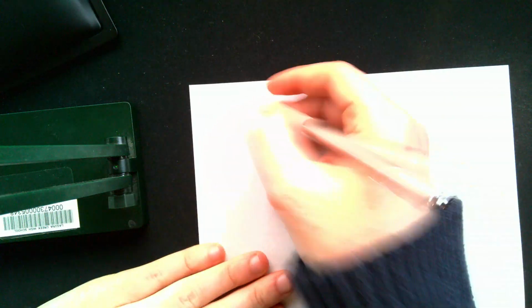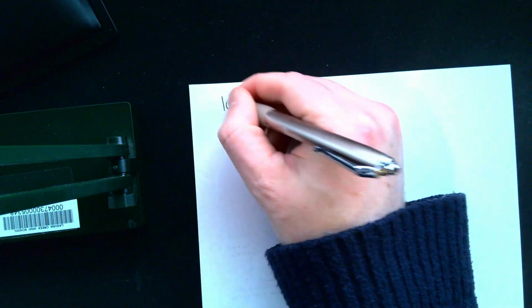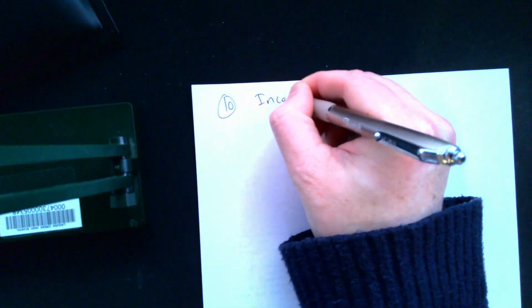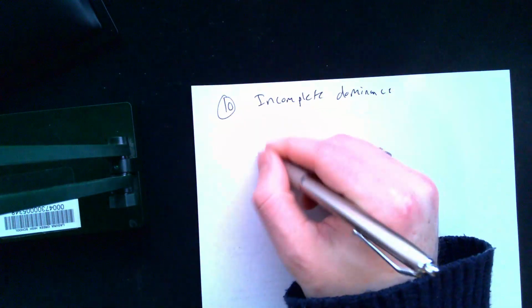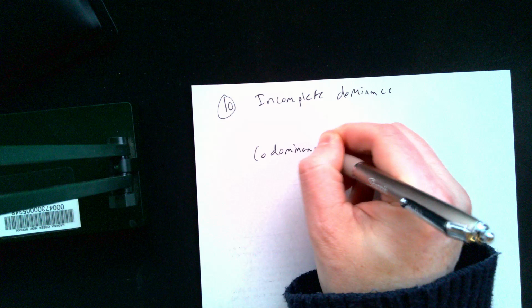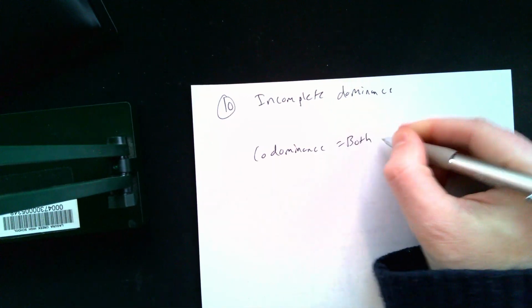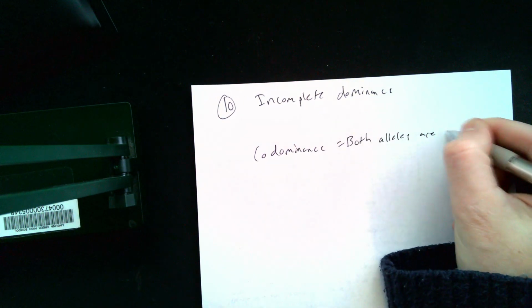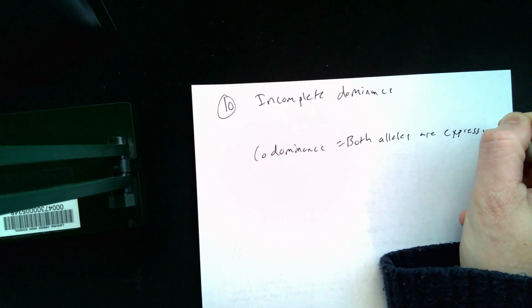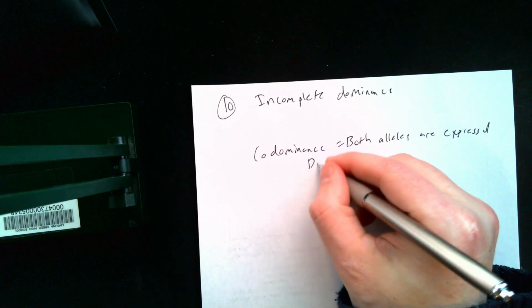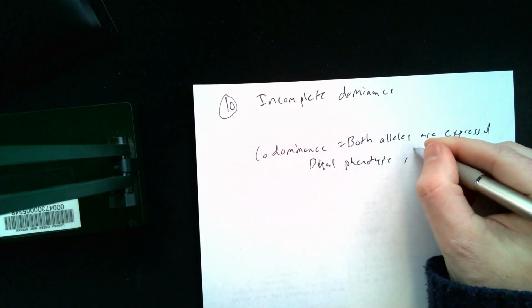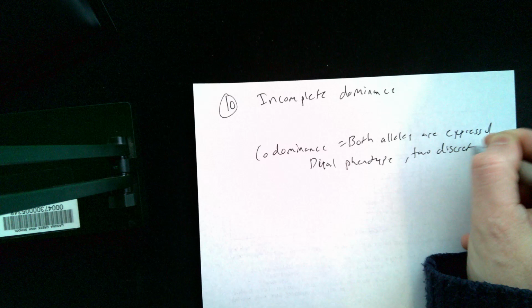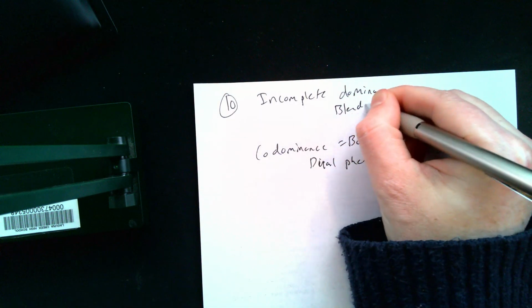All right, now, we talked about this a little bit already, but that one was codominance, but there's actually 2 different kinds. There's incomplete dominance and codominance. And so codominance, we just talked about, is when both alleles are expressed. And you get discrete traits, or a dual phenotype. So you see both, a dual phenotype, or like 2 discrete traits. In incomplete dominance, you get a blending of traits.